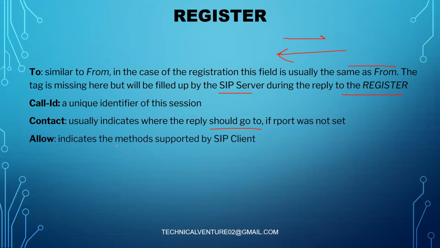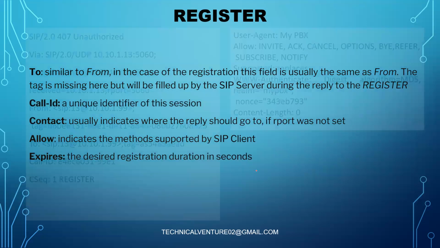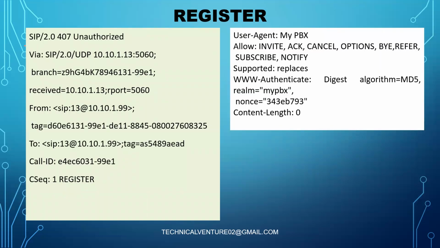Allow indicates the methods supported by the SIP client. This is also another header. Expires is the desired registration duration in seconds, like the 3600 that was there in the register message. Like this one here, as soon as it sends the first register, it says unauthorized. Okay, these are all the headers, via, from, to, everything is there as you can see here.